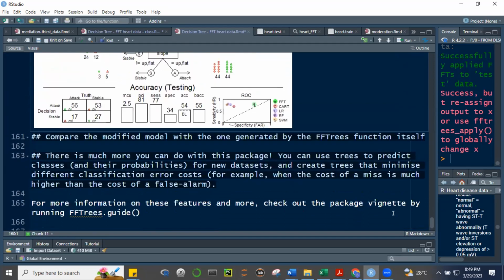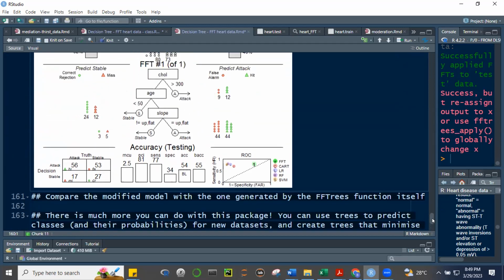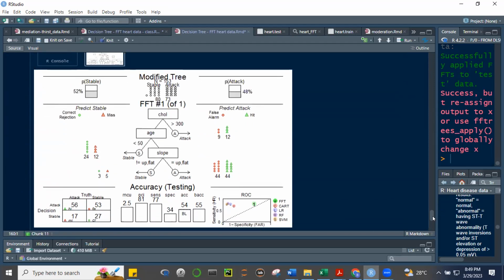So as I said here, there's still a lot that can be done with this package, no? We can predict classes and their probabilities for new data sets. We just scratched the surface here. What's important is that we learned that FF3s is able to create a decision tree using the minimum of the attributes. For the 13 variables we gave, it only used 3: the TAL, the CP, and the CA.